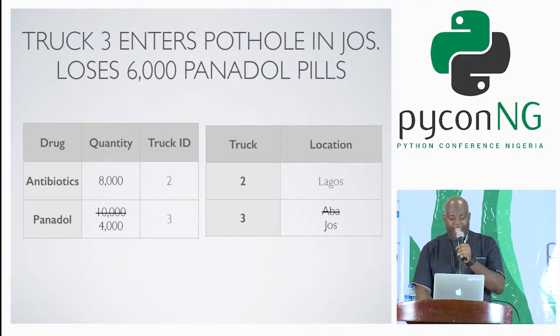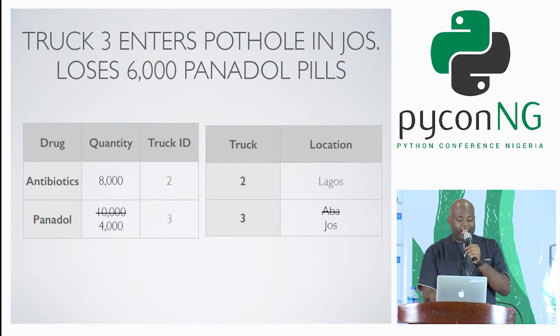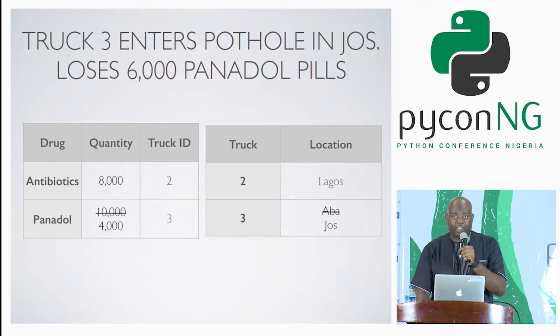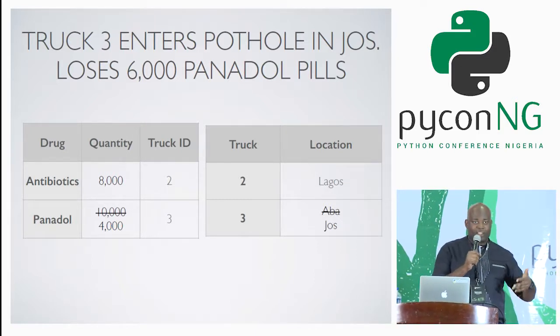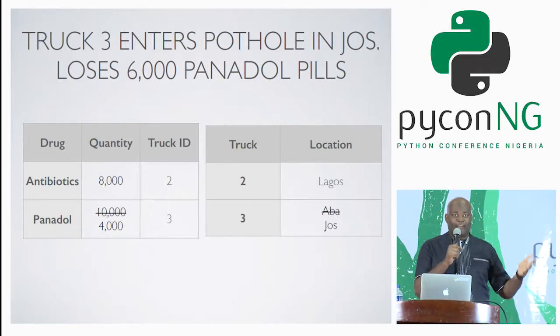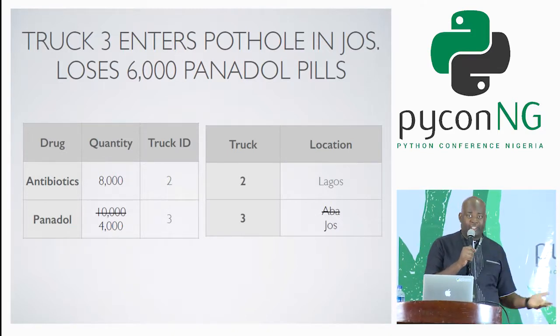So you would reduce from 10,000 to 4,000, and then update the location of the truck. So this is just basic stuff you guys are doing in your application anyway. When something happens, you're updating the values that you're storing somewhere in your database.